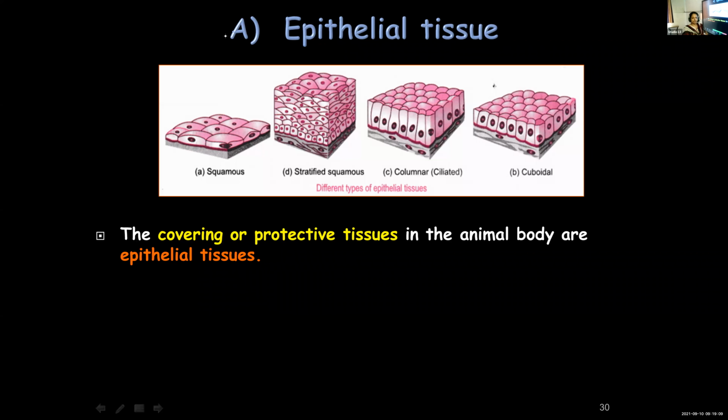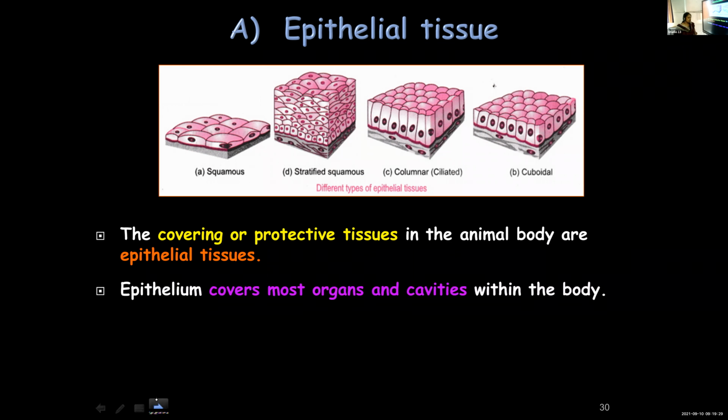Their main function is to cover and protect the animal body. It's the outermost layer of tissue present. It can line the internal organs. It can line the entire body of the organism. So the covering or protective tissues in the animal body are known as epithelial tissues. It covers the organs and cavities. So we have several cavities inside our body. We have different organs. So all these are covered or lined by means of epithelium.